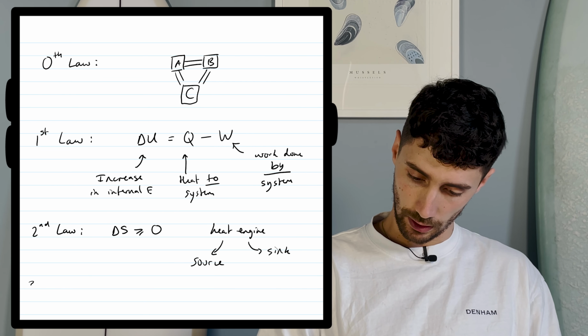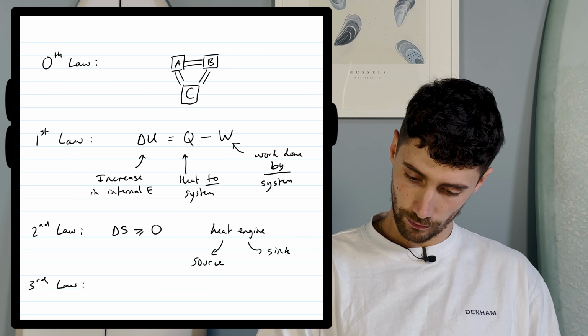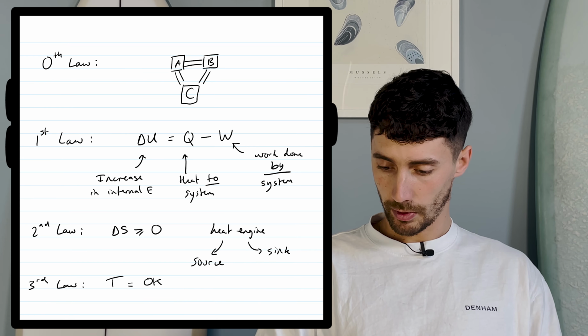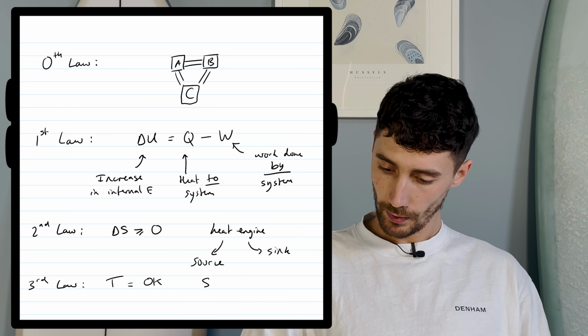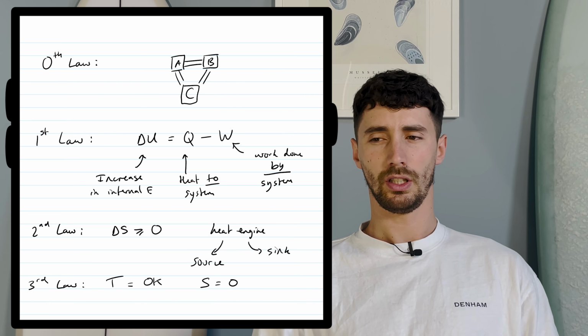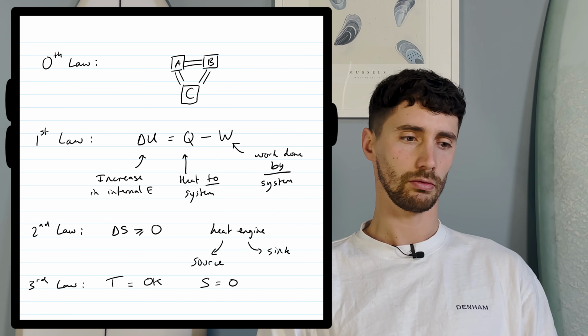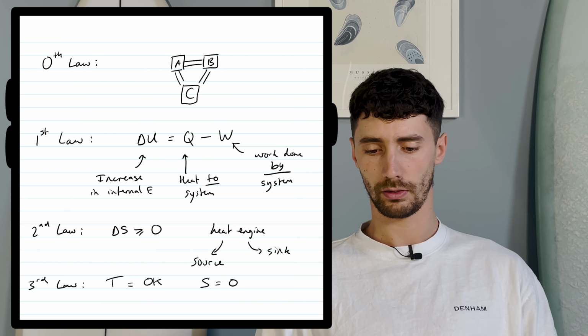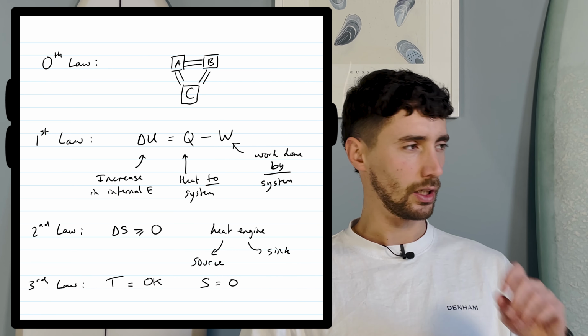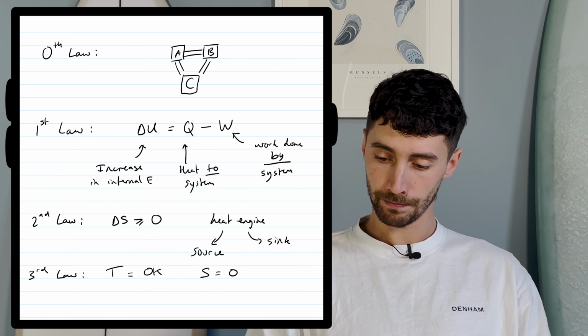And then lastly, the third law just states that when the temperature reaches 0 Kelvin, the entropy of your system is 0. There is no motion, no energy, no nothing. Okay? How might we apply that in an A-level physics question?